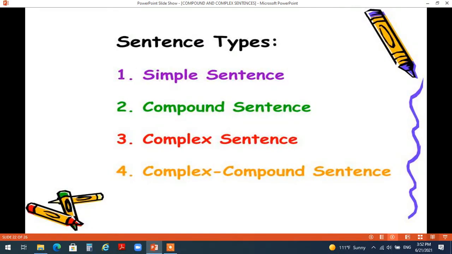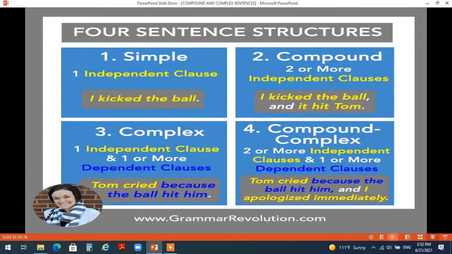As for the fourth type, it is called complex compound sentence or compound complex sentence, in which we have the two types of conjunctions. We have both a subordinator and a coordinator in the same sentence, and we have the two types of clauses. We have dependent clauses and independent clauses as well. In this diagram, you can find the difference in the structure between these 4 sentence types. For example, the simple sentence contains one independent clause.